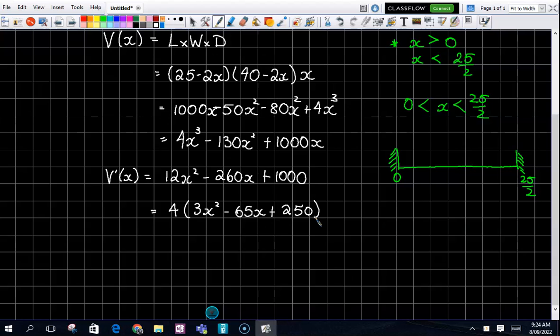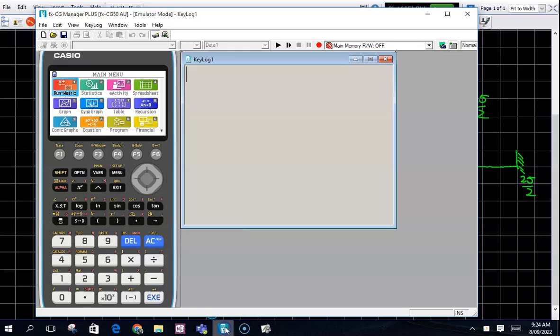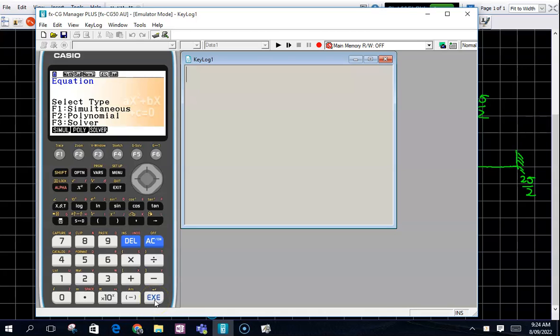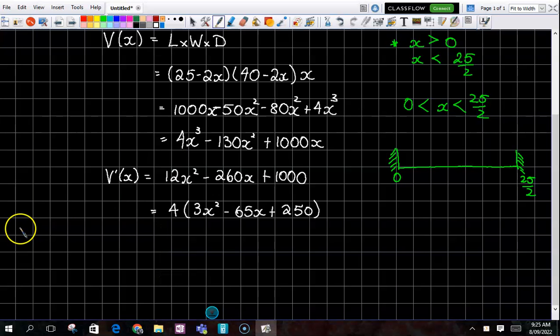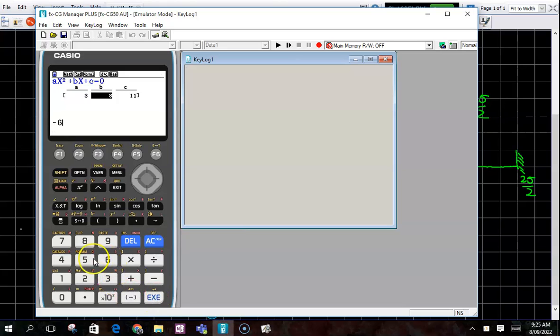So am I going to try and factorize or am I going to use the quad formula? I go to my calculator. I go down. We go equation. And we're talking about this for your investigation as well, although if you've already read it, it does say use the quad formula. So we go degree 2, 3 minus 65, 250. Oh, look at that. So we can factorize.